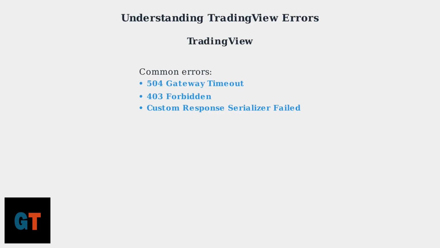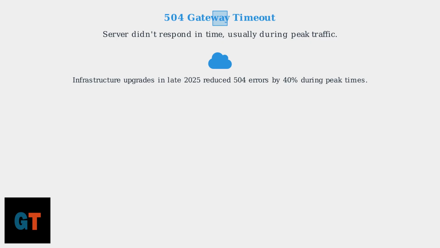TradingView users often face errors like 504 Gateway Timeout, 403 Forbidden, and Custom Response Serializer Failed. A 504 error means the server didn't respond in time, usually during peak traffic. These errors disrupt real-time data and trading. A 403 error signifies blocked access, potentially due to IP restrictions or VPN usage. The Custom Response Serializer Failed error indicates a problem with data formatting for the TradingView app.